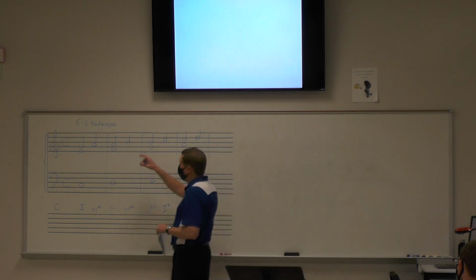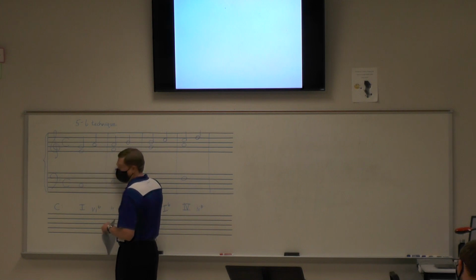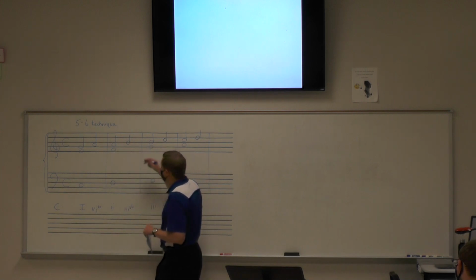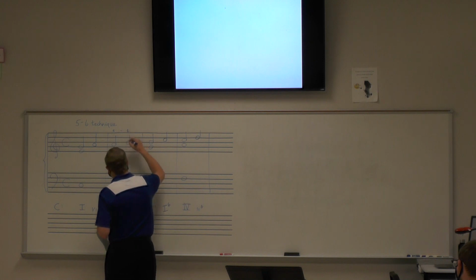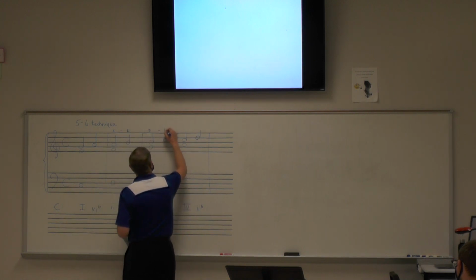Instead of having a note above the bass, a fifth all the time, a perfect fifth, move it to a sixth above the bass, and then it will go back to a fifth, and then a sixth, and so on and so forth. So you can see these intervals between the soprano and the bass are all intervals of fifths and sixths.